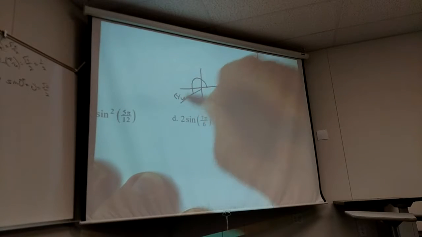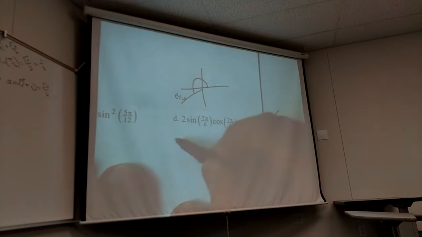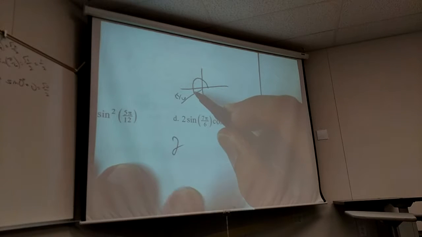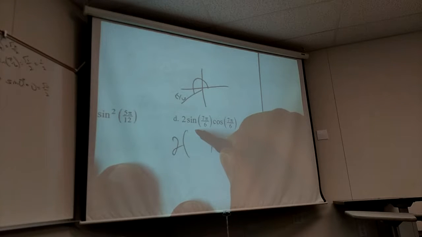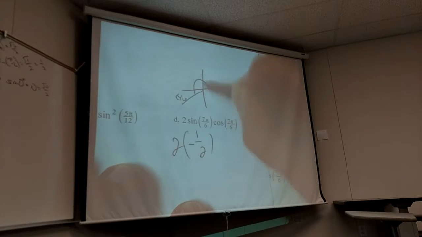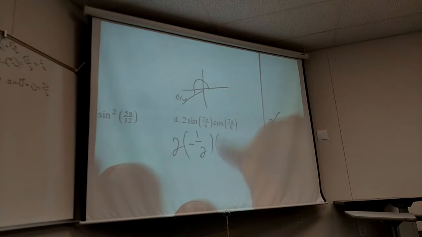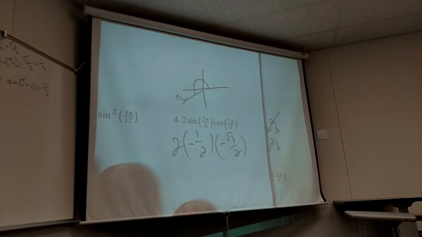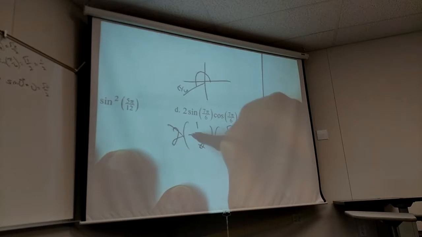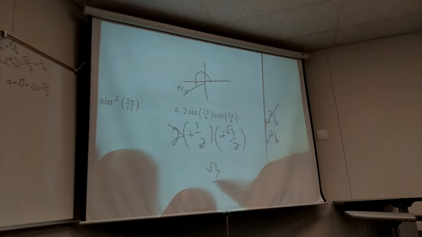Pi over 6. So I'm close to the x-axis. Does sine like it there? Nope, sine didn't like it there. So it's going to be the tinier option. Sine is going to be 1/2, and it's going to be negative because it's down here. Cosine is going to be the larger option, and it's also going to be negative. And then you just do that. The negatives cancel. You get root 3 over 2.